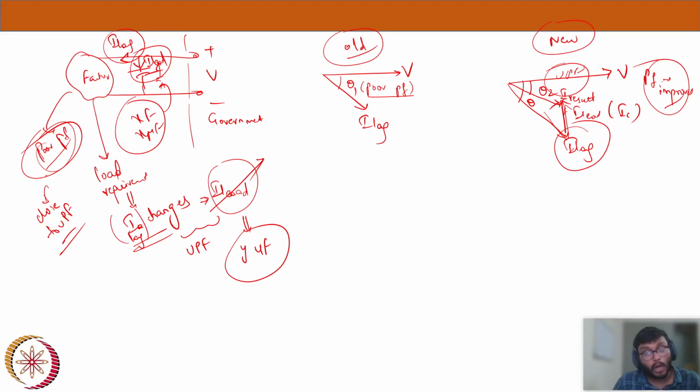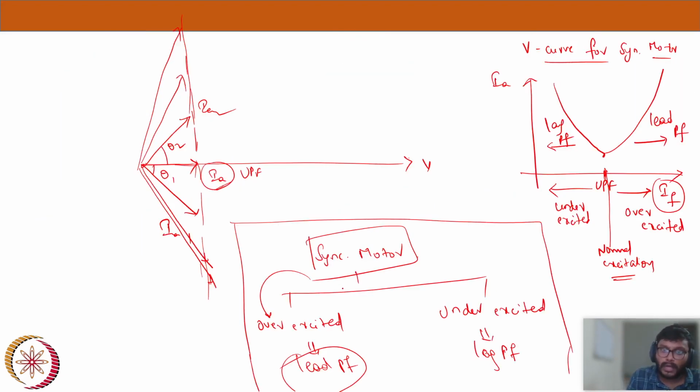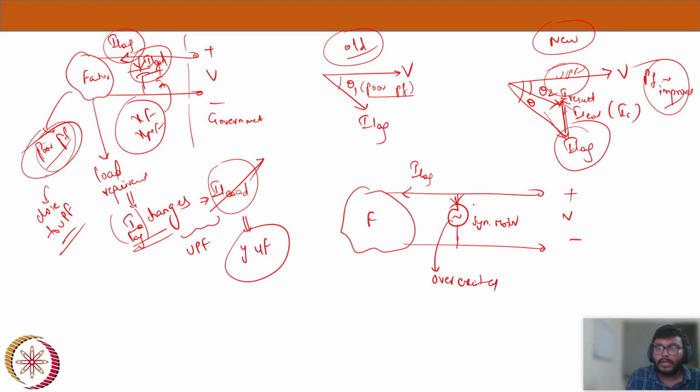Now, what are people doing now? This is a factory and this is the supply, and they are replacing this capacitor with a synchronous motor. It will draw lagging current from the supply. If you operate the synchronous motor in the overexcited condition, we already saw that it will draw a leading power factor current. Now it will compensate the power factor and improve it.